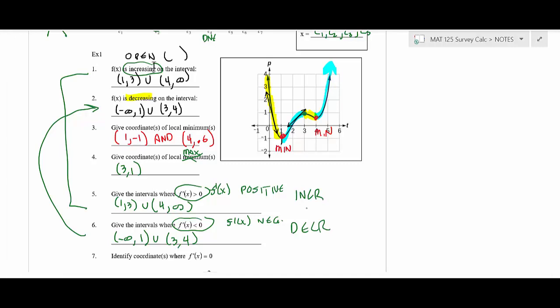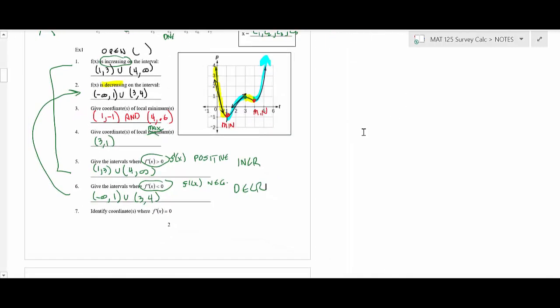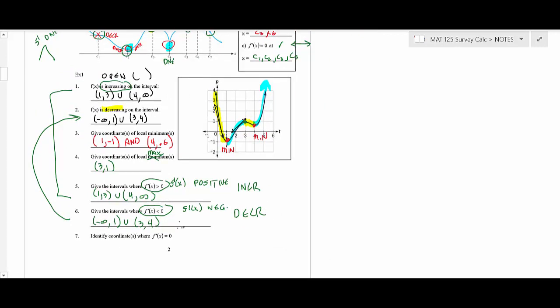Okay, one last thing we want to look at on here is where are the coordinates where the derivative is 0? So I want you to think about tangent lines that are horizontal. When the tangent line's horizontal, the derivative is 0. So how many places on this graph would the slope of the tangent line be 0? Okay, that's good.